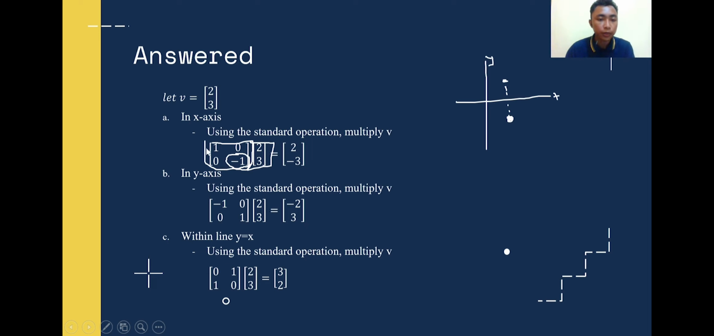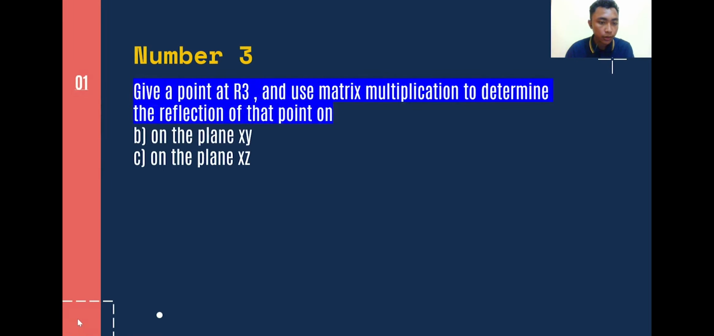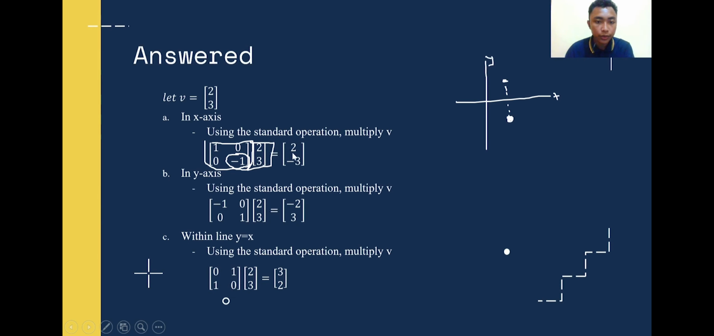So the multiplication, I think, is easy. 1, 0 multiplied by 2 plus 0 multiplied by 3, so the result is 2. And next, 0 multiplied by 2 plus minus 1 multiplied by 3, so the result is minus 3. And about the y-axis, it has the same sama logikanya seperti itu.